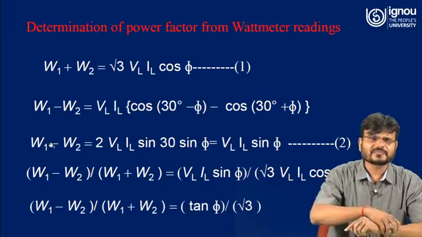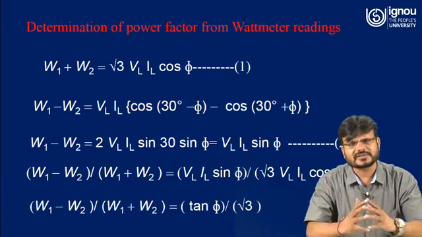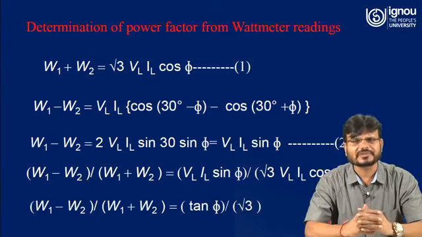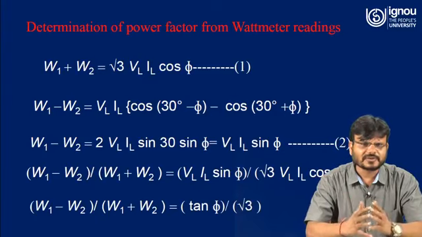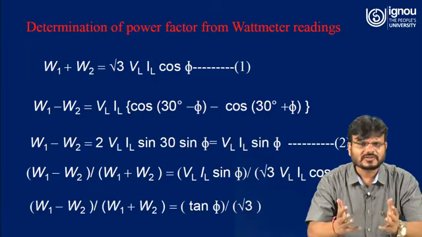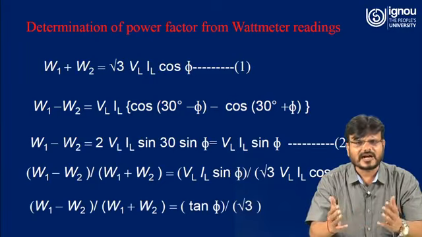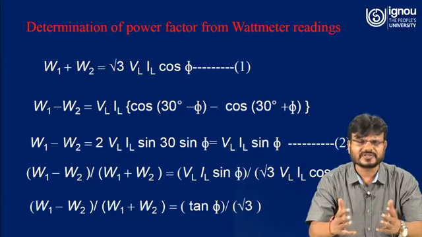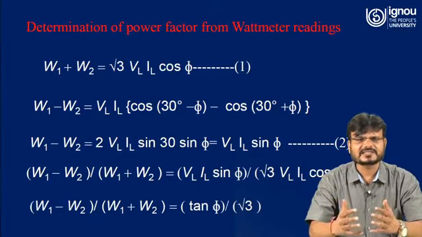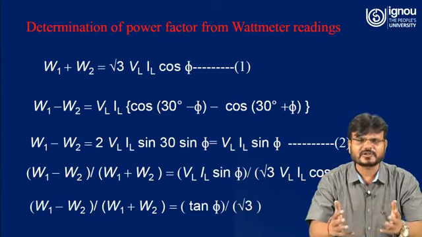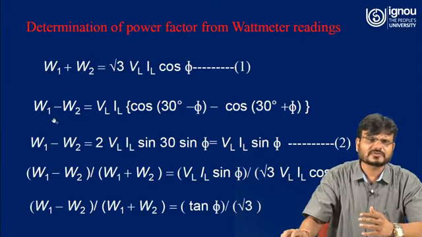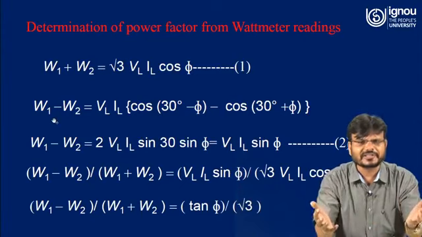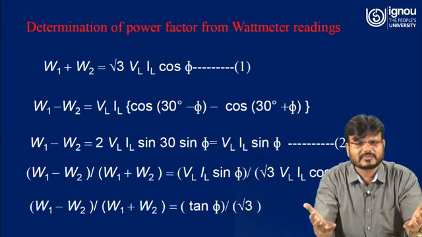Now we are going to discuss determination of the power factor from wattmeter readings. So as you know, W1 plus W2 is equal to root 3 VL IL cos phi, where VL is the line voltage, IL is the line current and cos phi is the power factor. So similarly you can also find the difference of the readings of the two wattmeters, that is W1 minus W2.